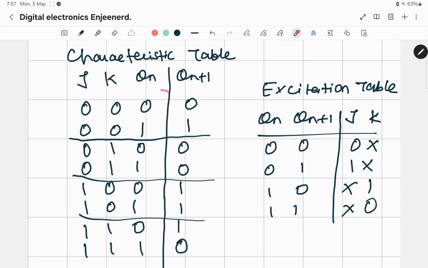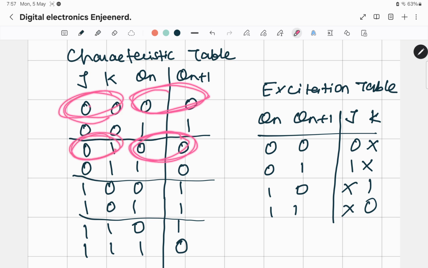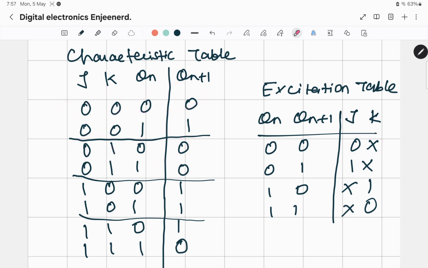So I would find here Qn and Qn plus 1 as 0, 0 and 0, 0 here. For this, JK is 0, 0 and it is 0, 1 here, which means J is 0 and K is X. So J is 0, K is X. Similarly, you can solve for the other ones.